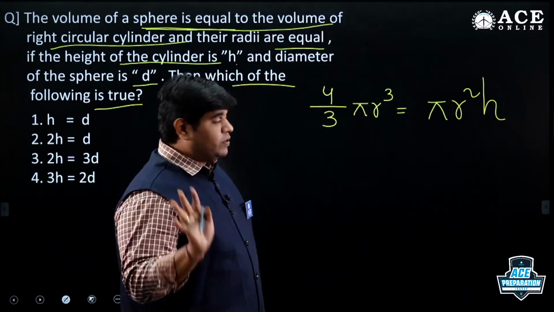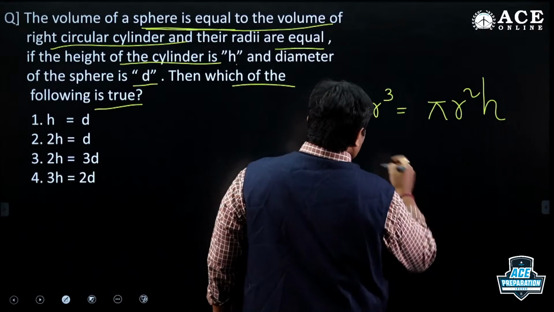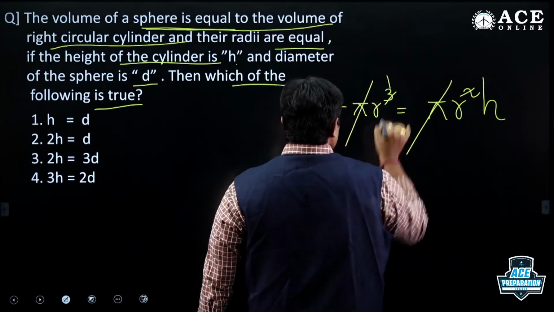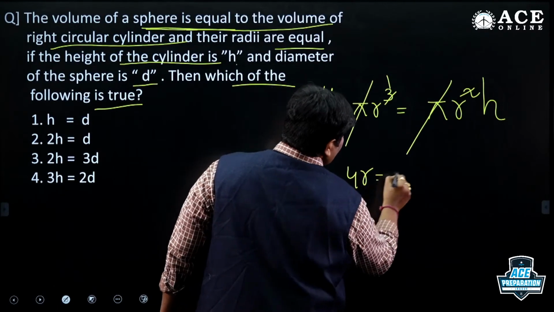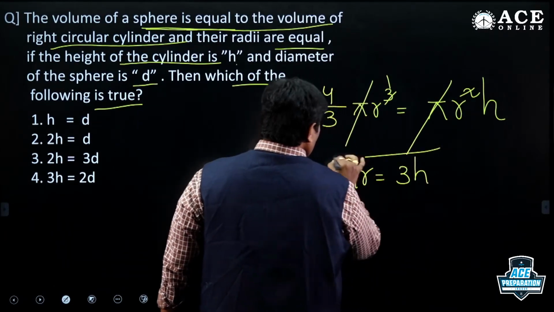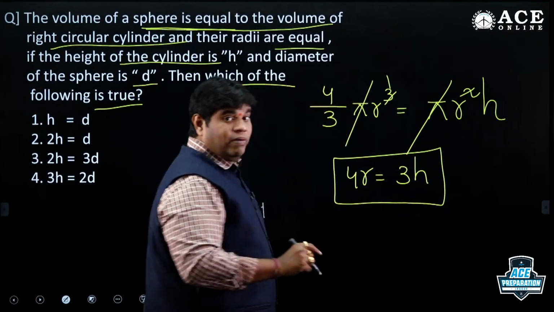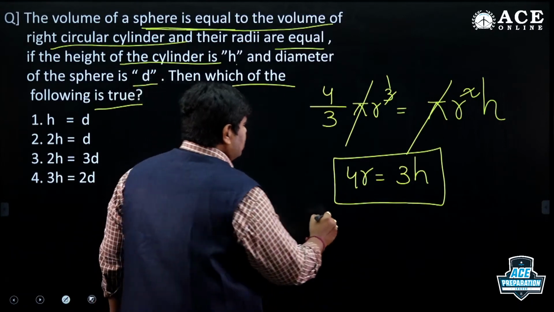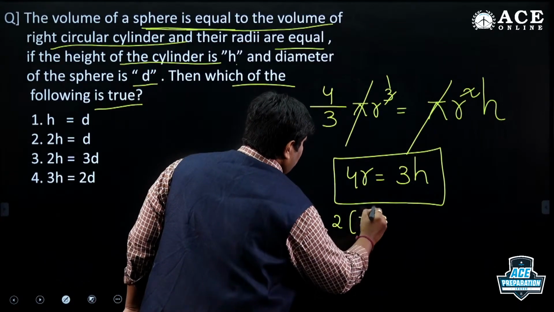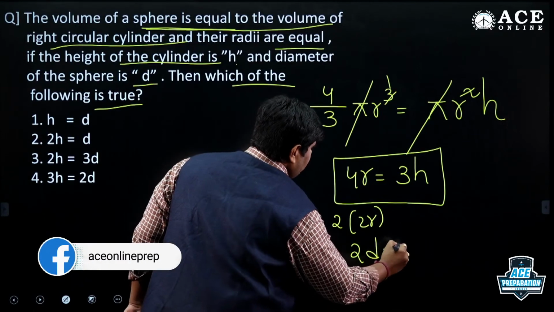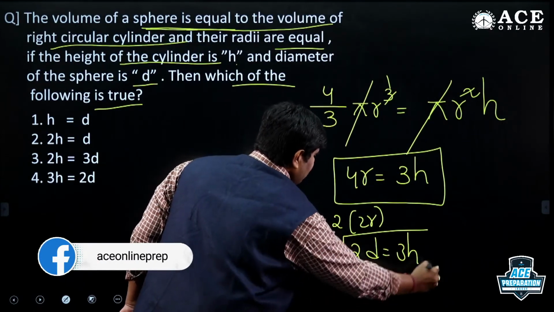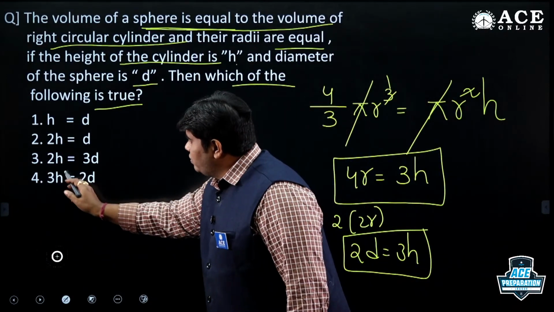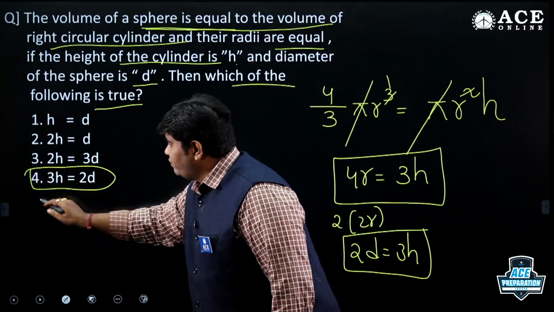The radius should be the same. So pi cancels, r square cancels with one r. So 4 into r is equal to 3h. But the condition is given in terms of the diameter. So 4r is 2 into 2r, that is 2 into d is equal to 3h. So 2d is equal to 3h. Look at here, option 4.